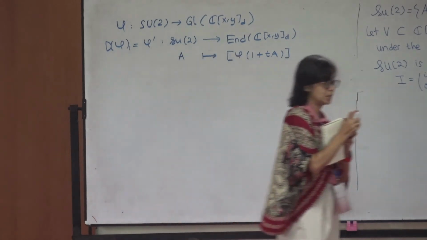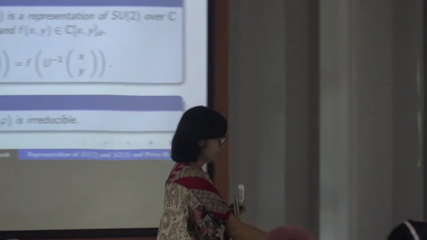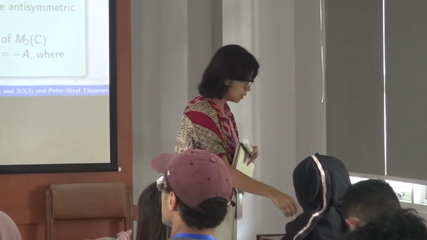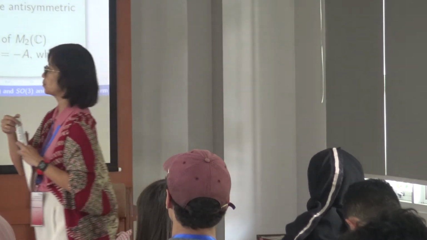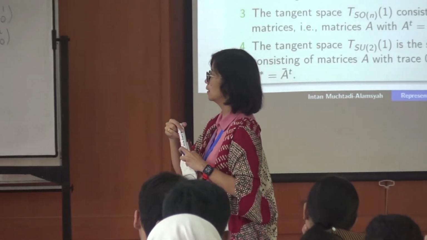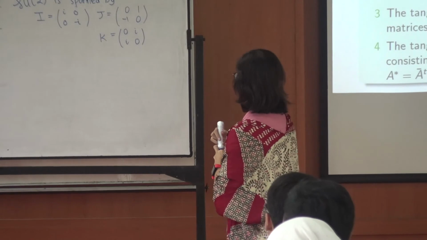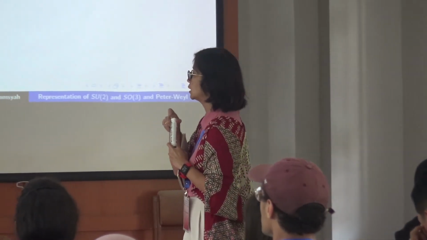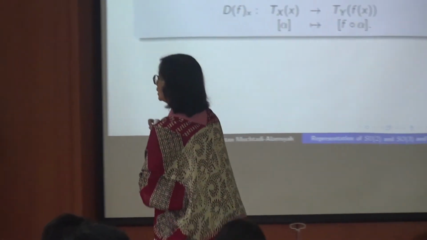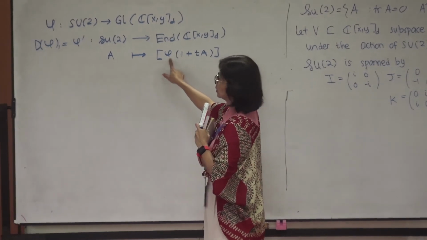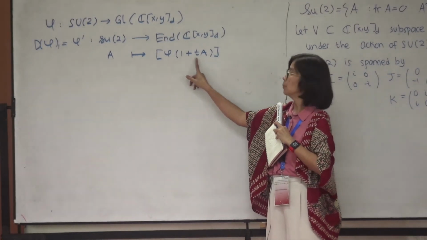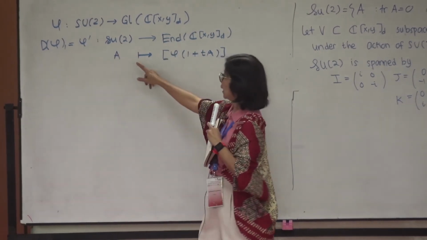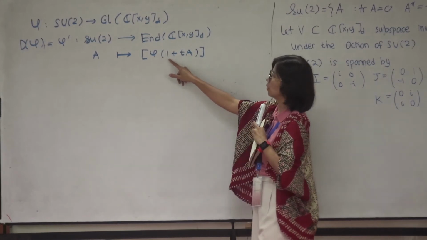So remember again that when we define the derivative of GLN, we use this curve 1 plus dA, and so we also have this definition of derivative. So this is the F composition with alpha. So this was the alpha, this is the F, and the derivative of phi will be this A going to phi of 1 plus dA.